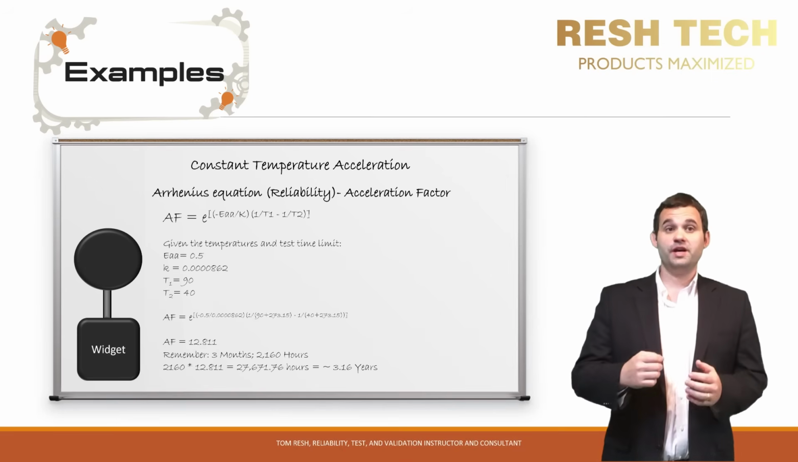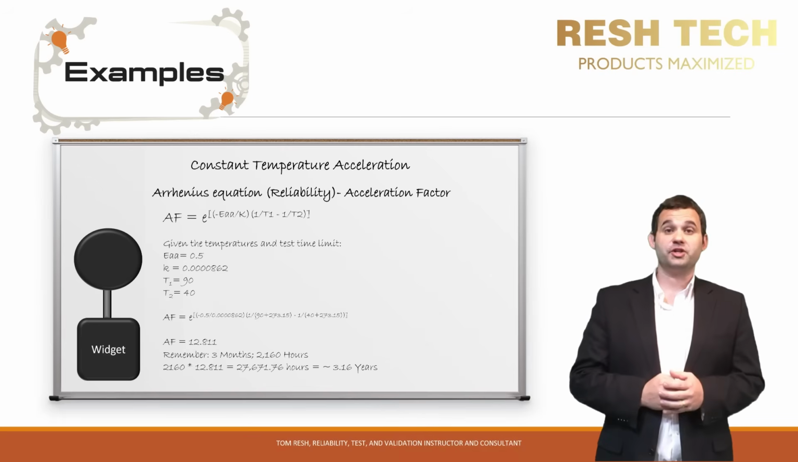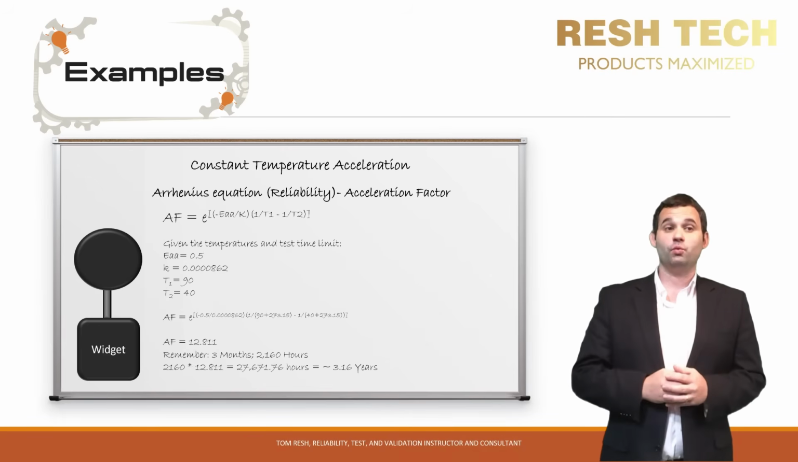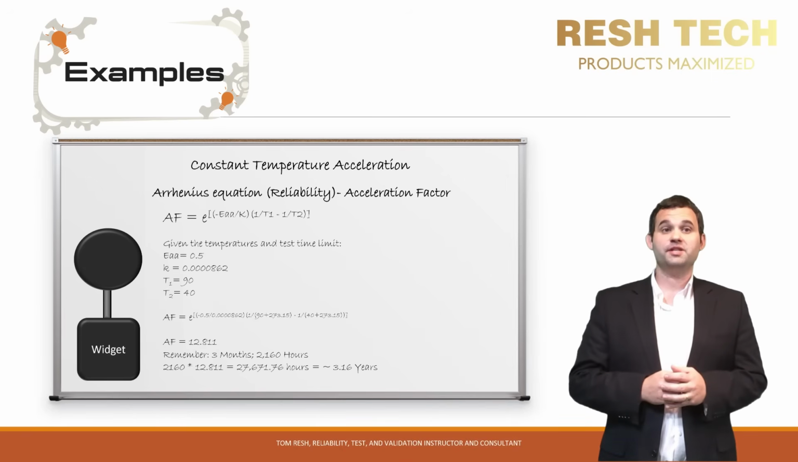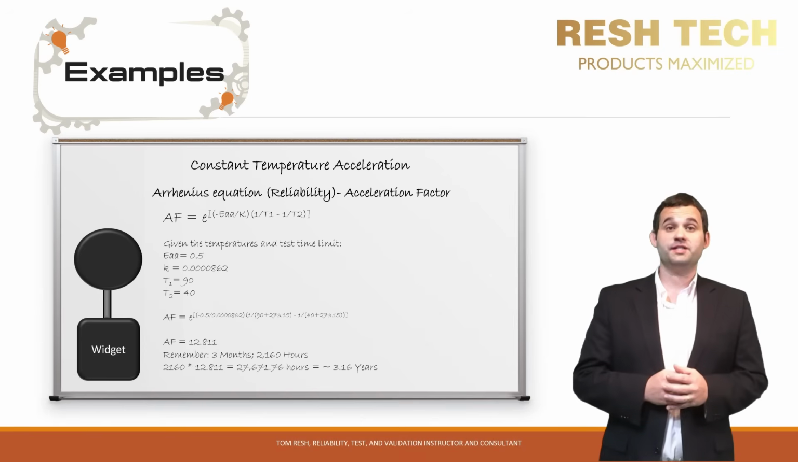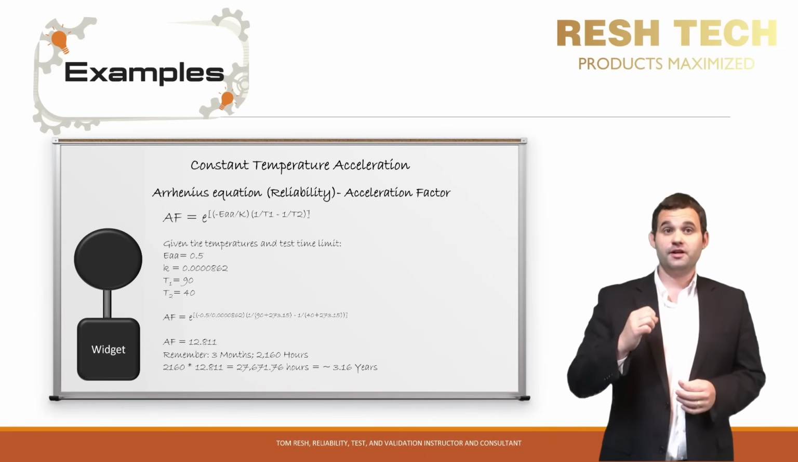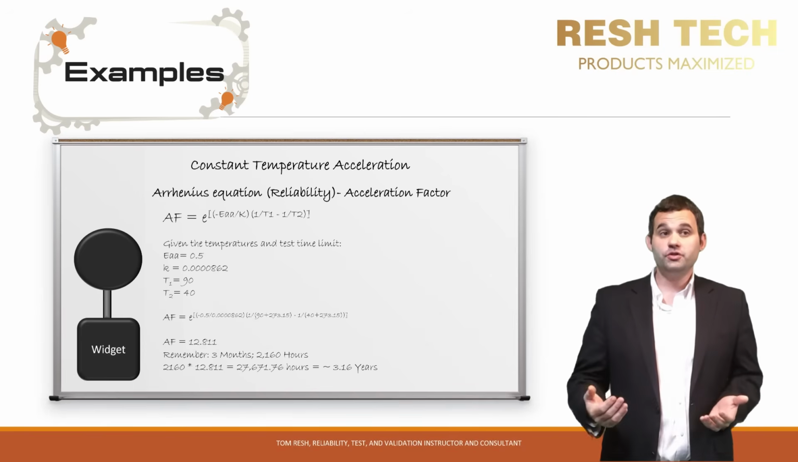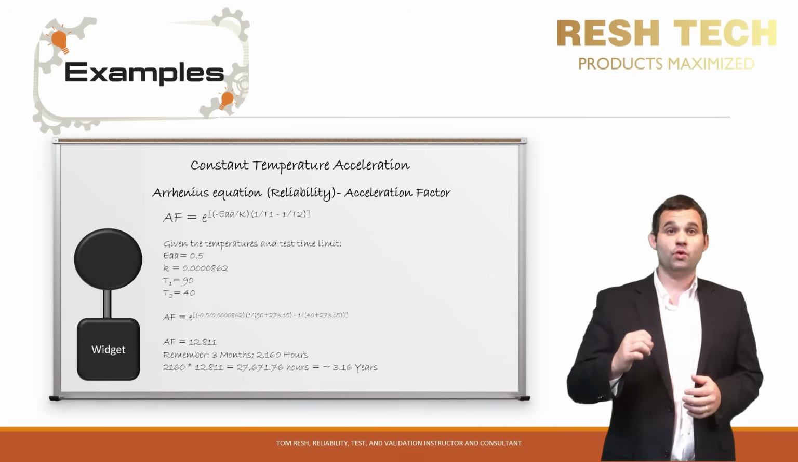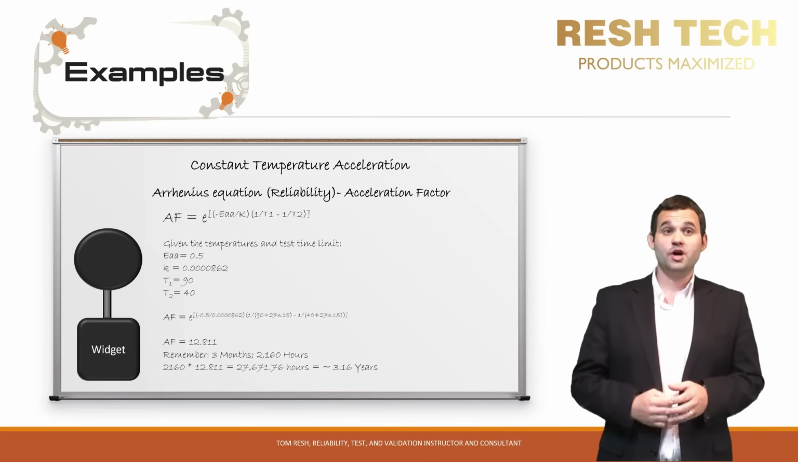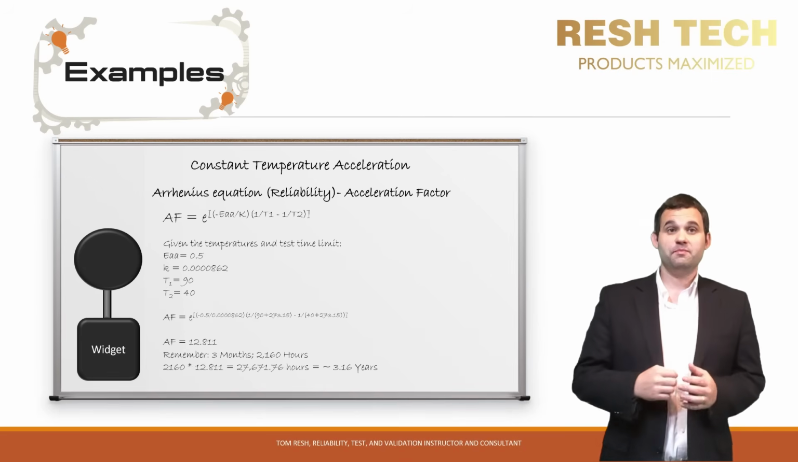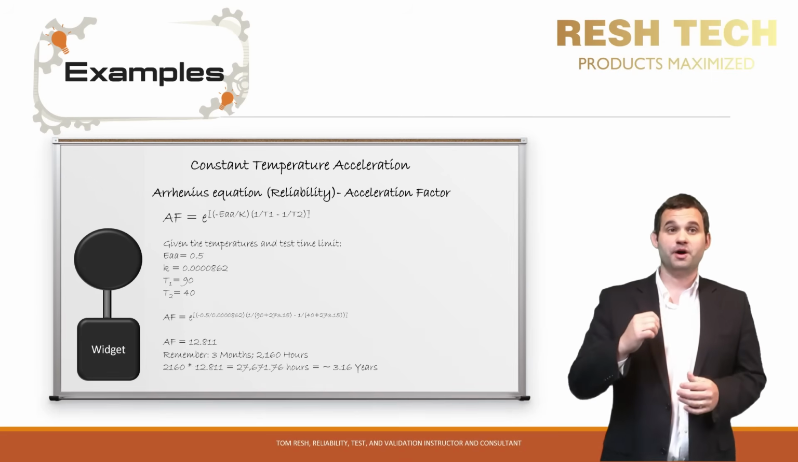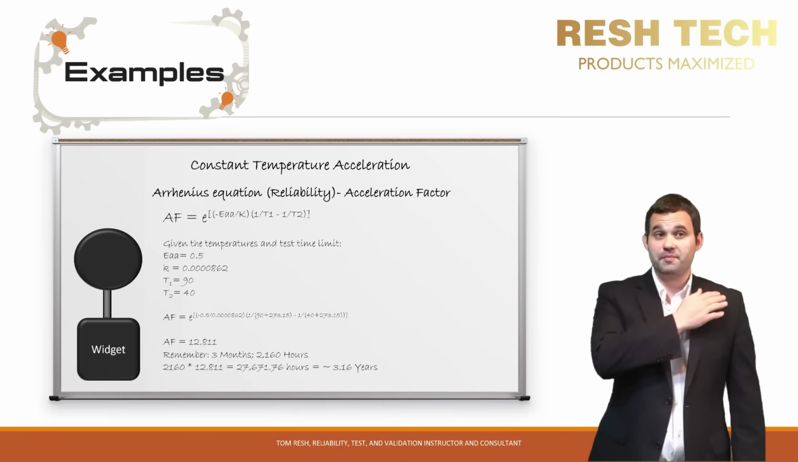So solving, we end up with an acceleration factor of 12.811. Recall that we had an allowable test time of 3 months, which comes out to 2,160 hours. Plugging in our test time duration and using our acceleration factor, we get 27,671 hours, which is approximately 3.16 years. Sweet! Manager Mike will be happy, and Engineer Bob should give himself a pat on the back.